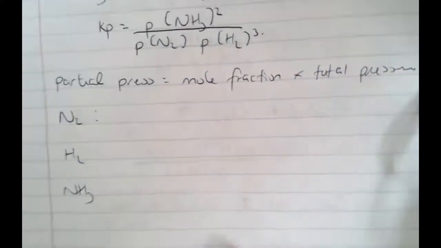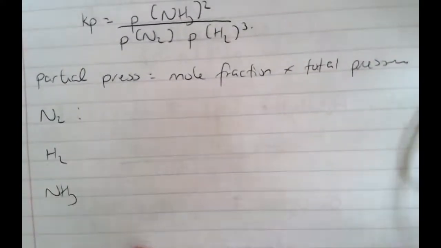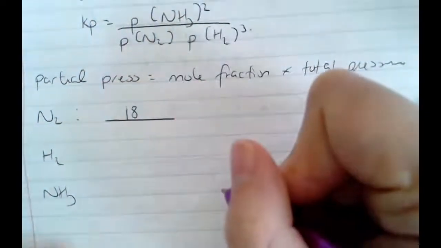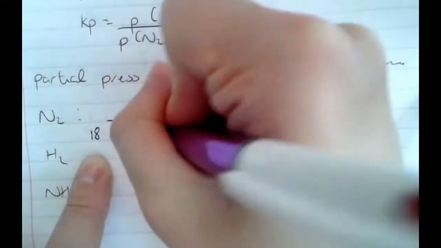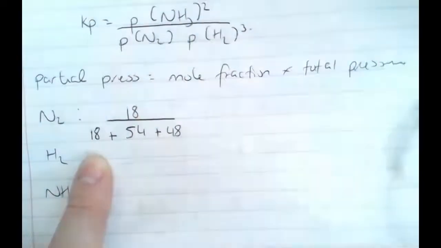So I'm going to write down the gases I've got. I've got N2, I've got H2, I've got NH3, and I need to work out partial pressure for each of them. But to do that, I need my mole fraction. I'm told in the question I've got 18 moles of N2, so it's going to be 18 divided by the total number of moles. So I've got 18 of N2, 54 of H2, and 48 of NH3. That's going to be my mole fraction for nitrogen.